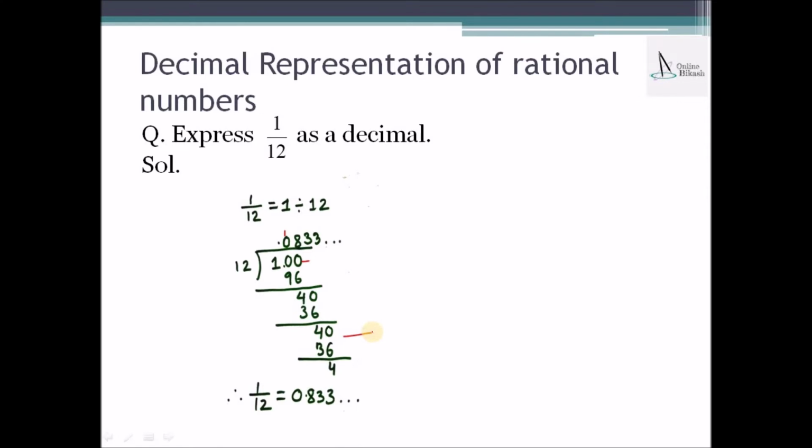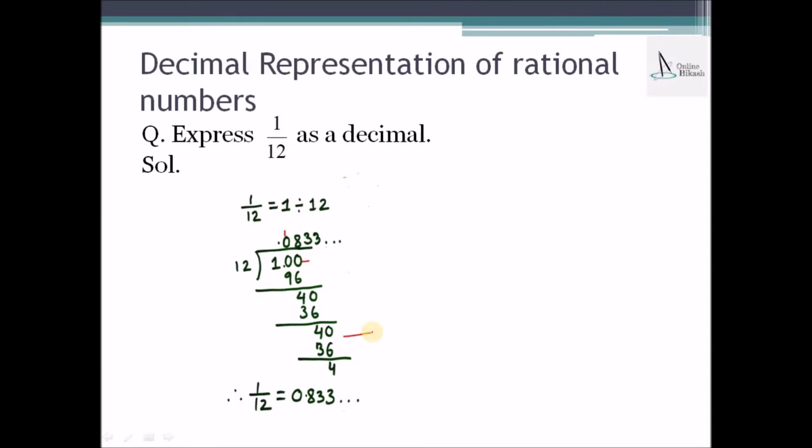Here in this case, 1 by 12 is equal to 0.833 dot dot dot. It will never end, because all the time you will get remainder 4 and 4 and 4. So in the quotient, 3 and 3 and 3 and so on. So in this case, this specific type of decimal is known as non-terminating decimal number, because it will never end.